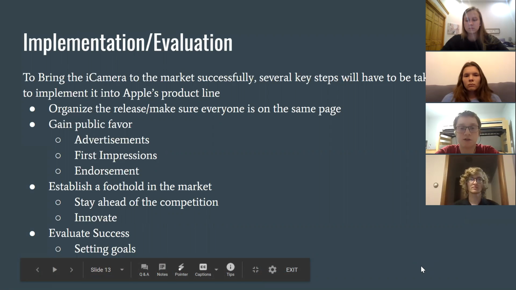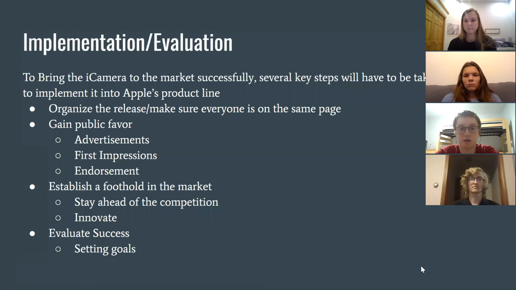So next is the implementation and the evaluation. To bring the iCamera to the market successfully, several key steps will have to be taken in order to implement it into Apple's product line. The most important step to take first would be to take the time to communicate with each member of the sales, marketing, and customer service teams about what the steps for implementing the iCamera are and what their specific responsibility will be.